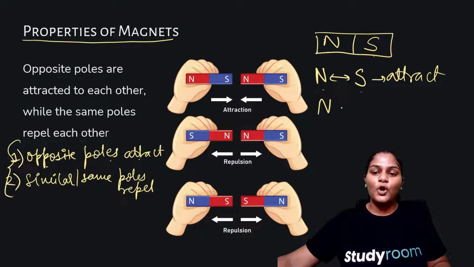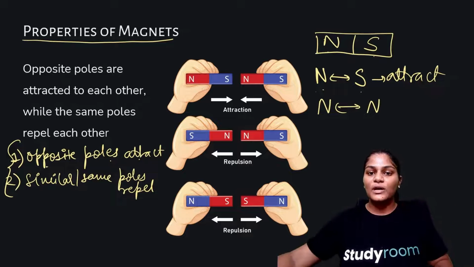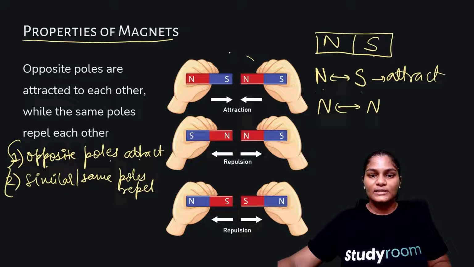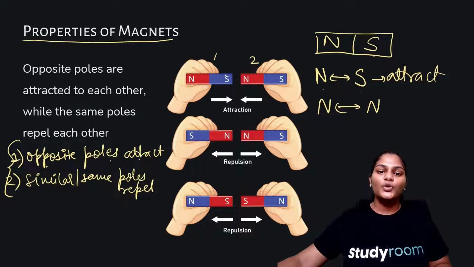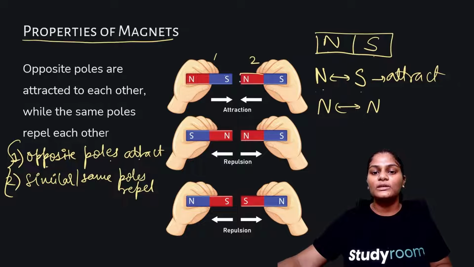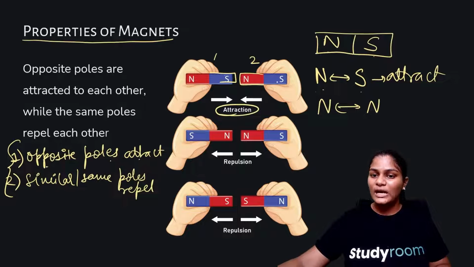Now, if the north pole of one magnet and the north pole of another are brought near each other, refer to this photo that is given to you. The first one I have drawn here, north and south. So there are two bar magnets, bar magnet 1 and bar magnet 2. One bar magnet's south pole you are bringing near the north pole of the other bar magnet. So they will attract. There is going to be attraction.